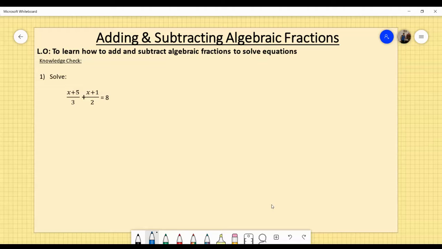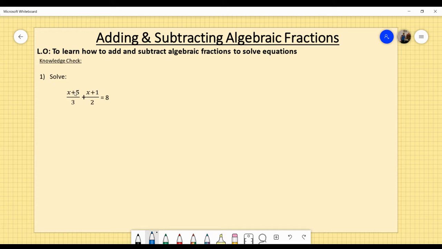Okay, so for the next part of the lesson, we're going to have a look at how we can add and subtract algebraic fractions and then use them to solve equations. So there's a question here for you to have a look at. Give it a try, see how far you can get, and then hit play when you're ready for me to go through it with you.